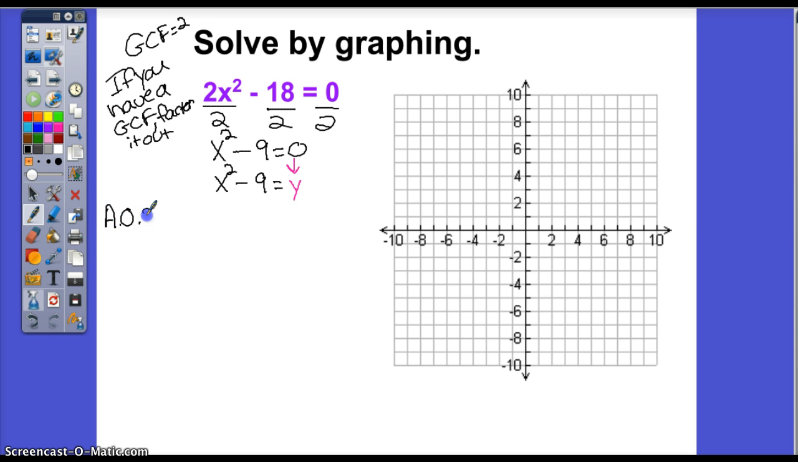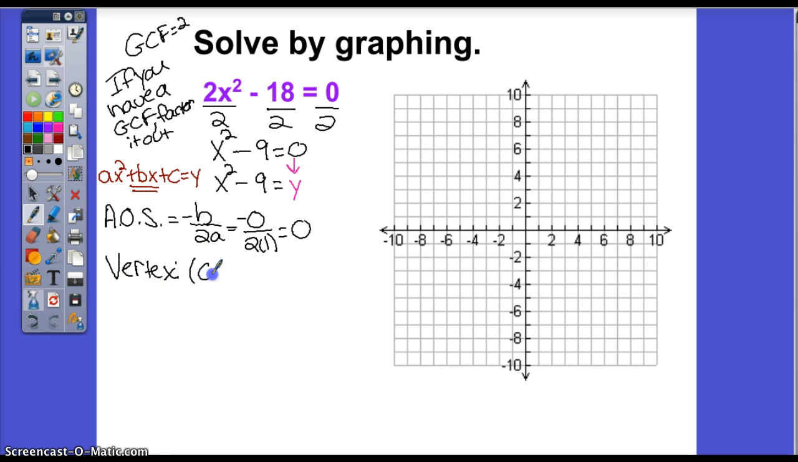So for our axis of symmetry, we know that it's -b over 2a again. But in this case, since it's ax squared plus bx plus c equals y, there's no b, so b is just 0. Negative 0 over 2 times our a here, which is just 1, but 0 divided by anything is 0. So then to find our vertex, we're going to plug 0 in for x. We know it's 0 comma something, so we have y equals 0 squared minus 9, which just equals negative 9.